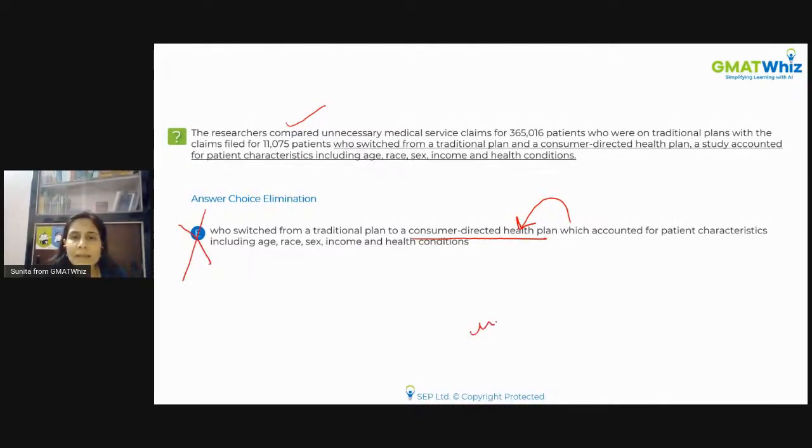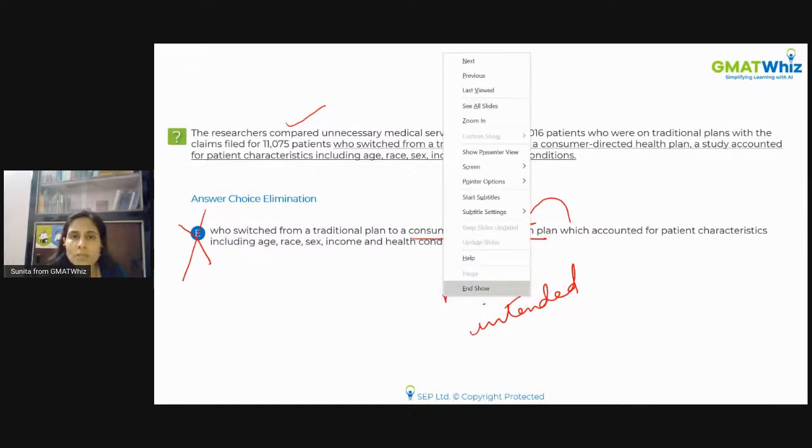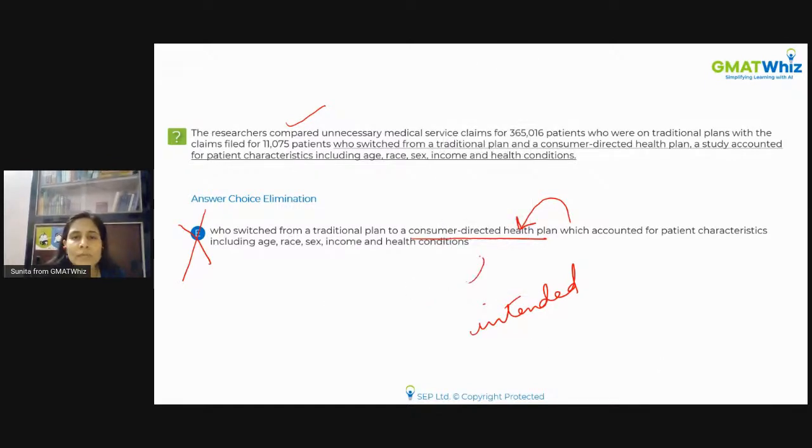This is a very, very, very important learning, guys. Earlier, one of you was saying that you were very hard put to remove E. That is because nothing was wrong with E in terms of grammar. But it is not per the intended meaning. And my intended meaning has to be measured against the original sentence. That's the benchmark. All right?